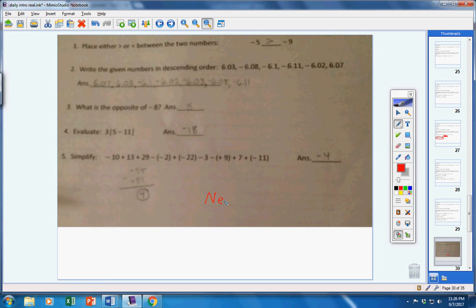Never compare decimal numbers. Never, unless they all have the same amount of decimal places. Okay? So let me show you what I mean, okay? All of these numbers have 2 decimal places except this one. So what you want to do is add a 0 to the end. So it looks like this.